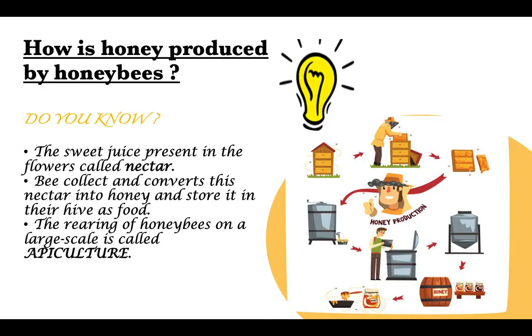There's one more thing that we get from animals, and that is honey. But do we know how honey is produced by honeybees? So let's know it more. The fruit juice which is present in the flowers, called nectar, is collected by honeybees. They take that to their hive where they convert this nectar into honey, and it is stored in their hive as food. The rearing of honeybees on a large scale is called apiculture.